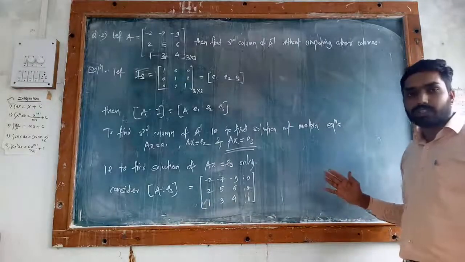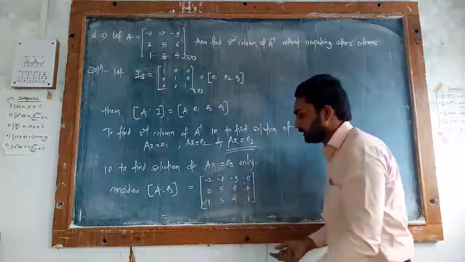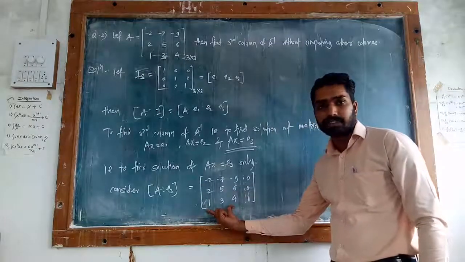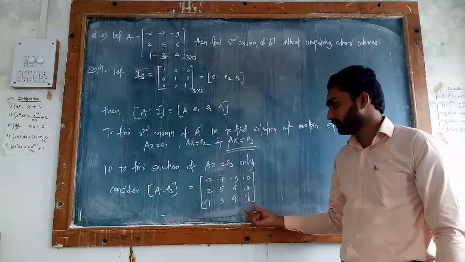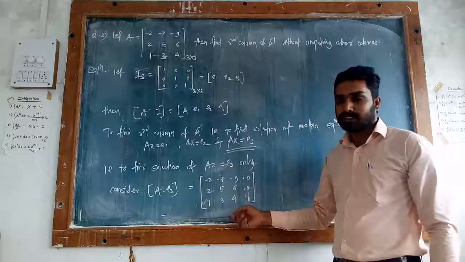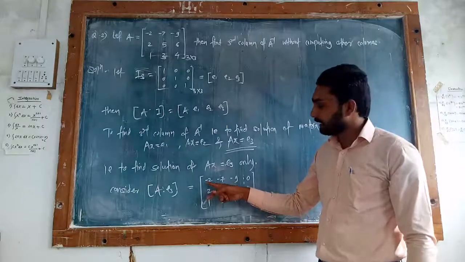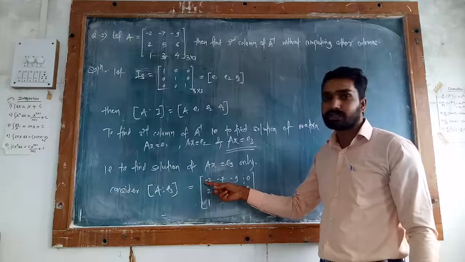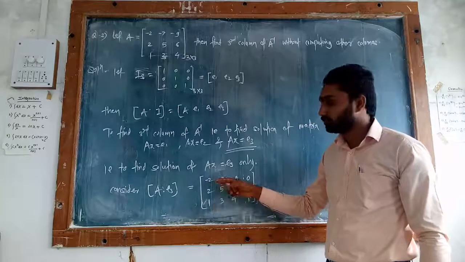Now, what is the next procedure? We want to reduce this matrix into the identity matrix, and this will give the third column of your A inverse matrix. So for this, we require the first entry to become 1. But here it is -2. Now how to make this 1? We can interchange the first row and the third row.